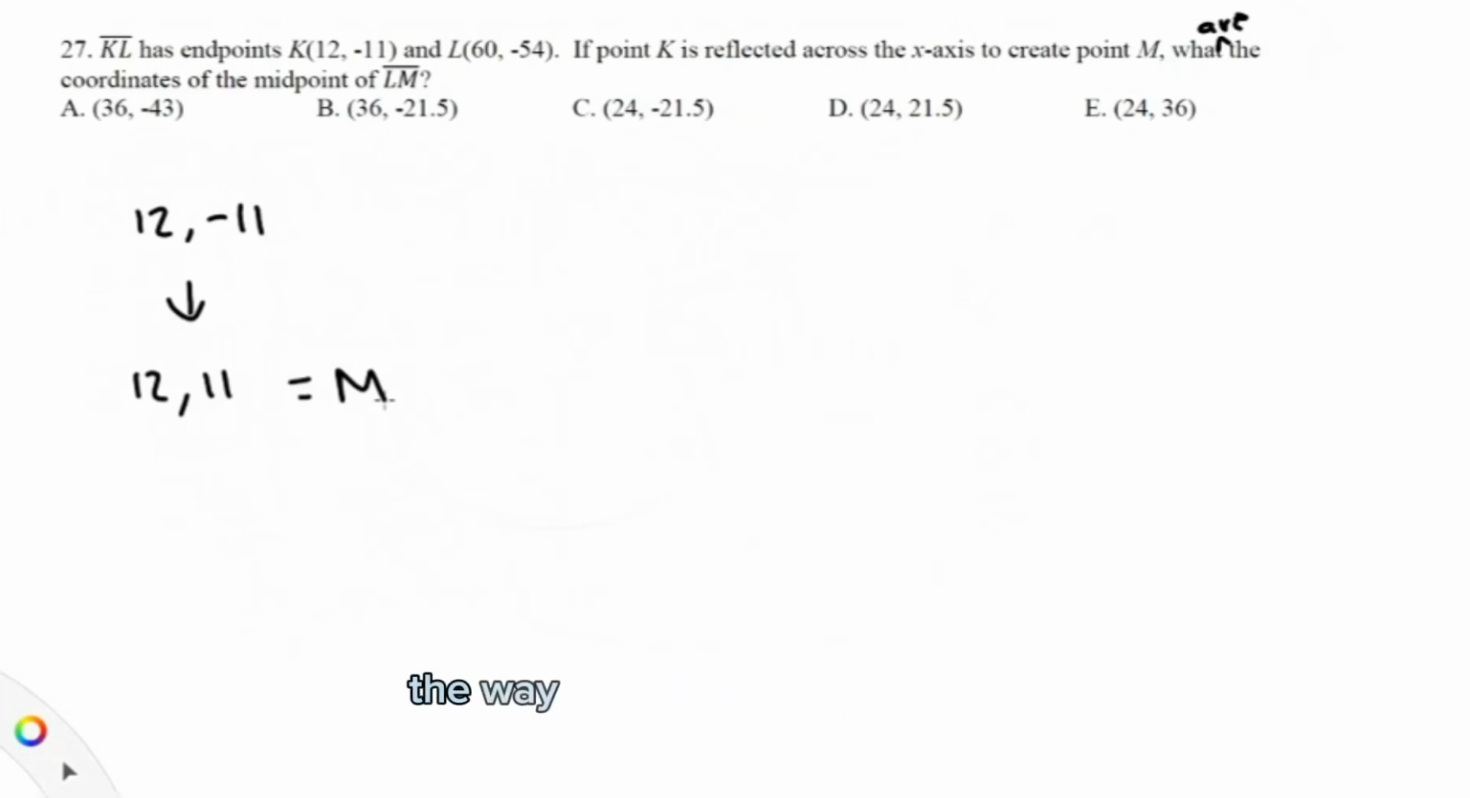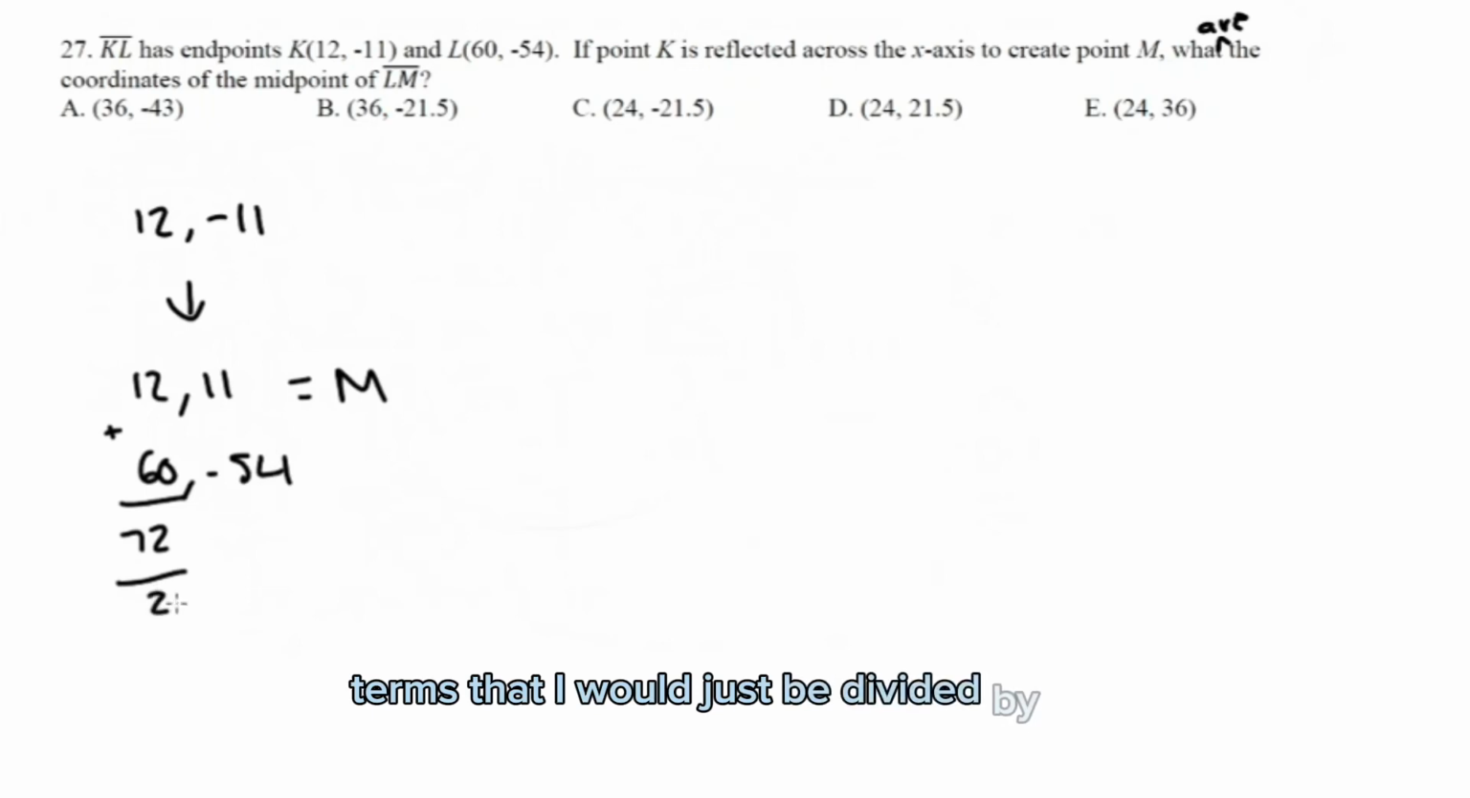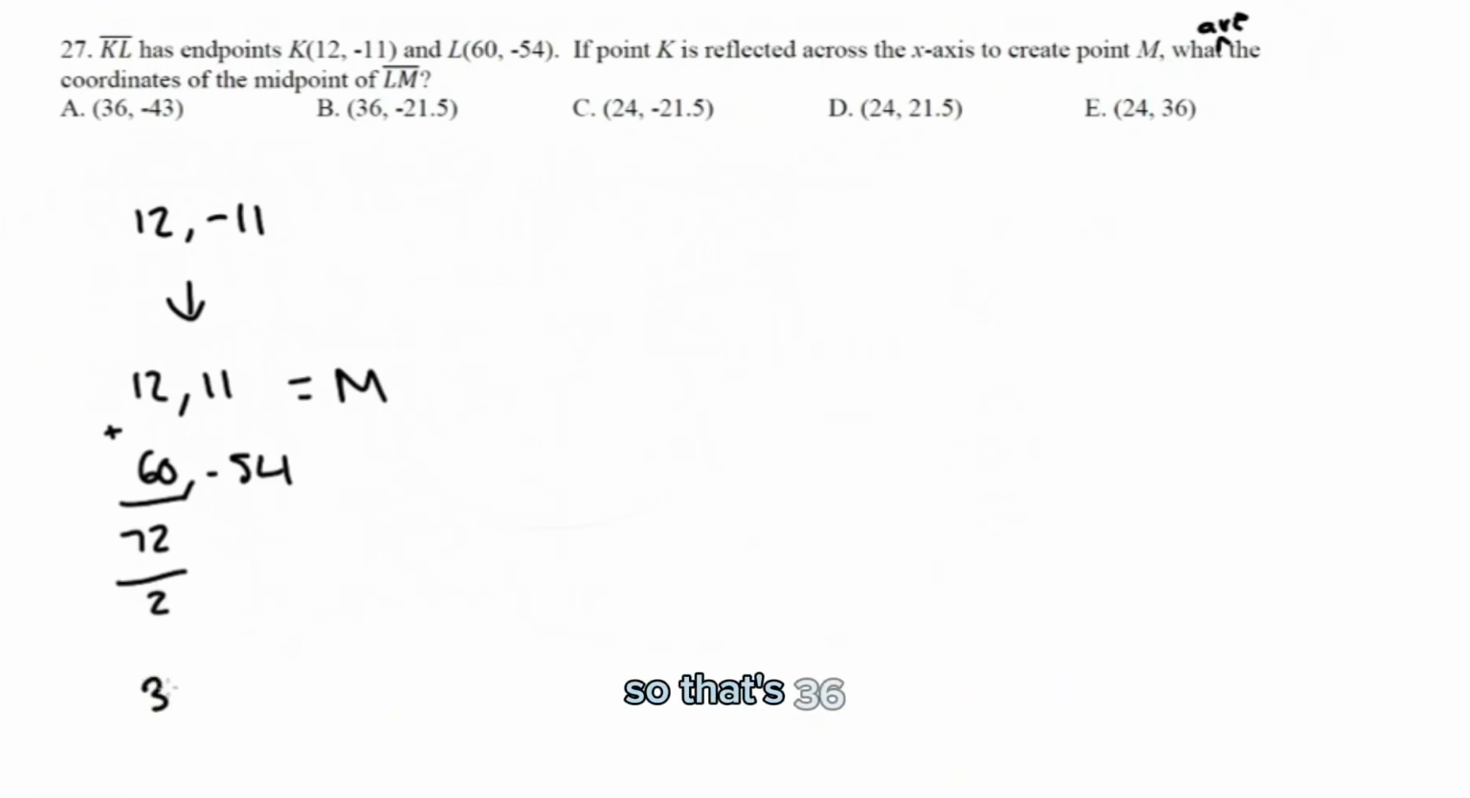The way we find the midpoint is by averaging the x's and averaging the y's. So we have (12, 11) and (60, -54). 60 plus 12 is 72. For those two terms, the average would just be divided by 2, so that's 36. So the x-coordinate of the midpoint is 36.